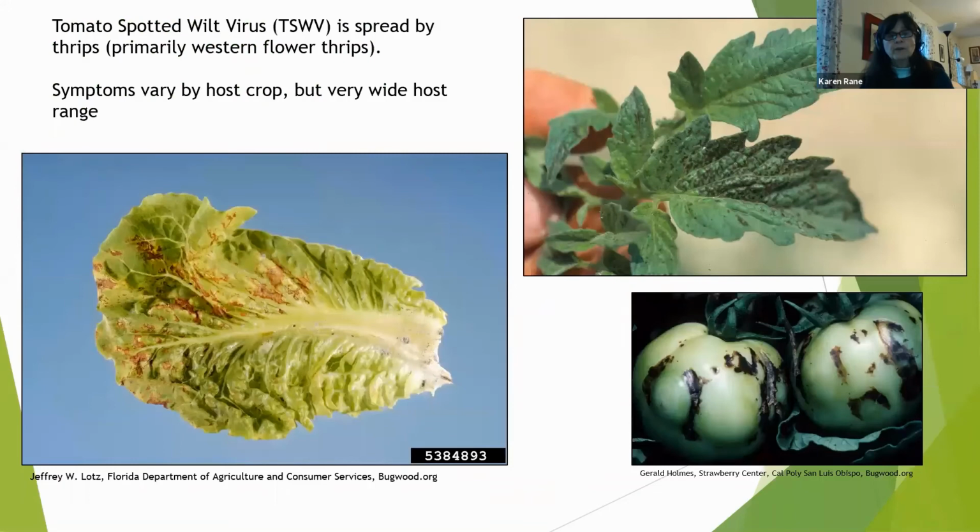The other group of viruses that we see are the spotted wilt viruses, tomato spotted wilt. And here's some pictures, and you can see how that could easily be mistaken in the foliage symptoms for a bacterial disease or a fungal disease, but it's really viral. And we've got what that can do to the fruit there as well, pretty damaging.